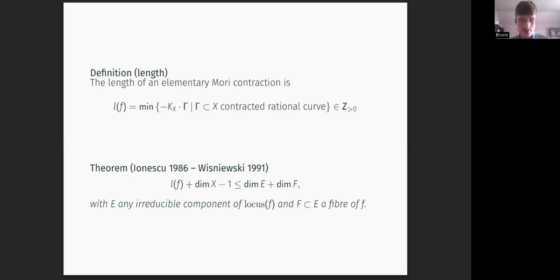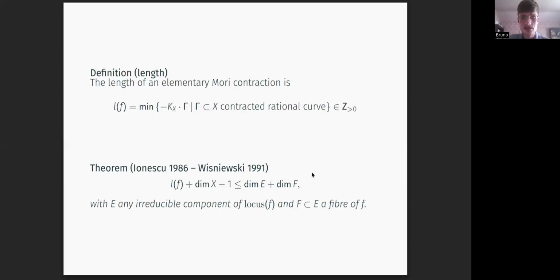Okay, and this invariant is also very useful. First, we know that it appears in this inequality, which holds thanks to a result by Ionescu and Wisniewski. So we have this inequality where E is defined to be any irreducible component of the locus of F, and I take big F to be any fiber inside E, right? Of course, the case of fiber type, where the dimension of X is larger than the dimension of the ending variety, is the case where E is equal to X. So dimension of X and dimension of E cancel each other on both ends of the inequality. But there are cases where E has positive codimension in X.